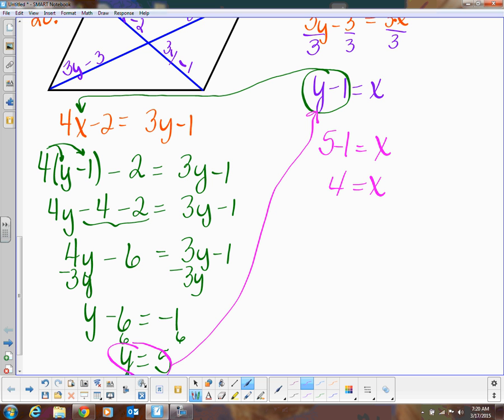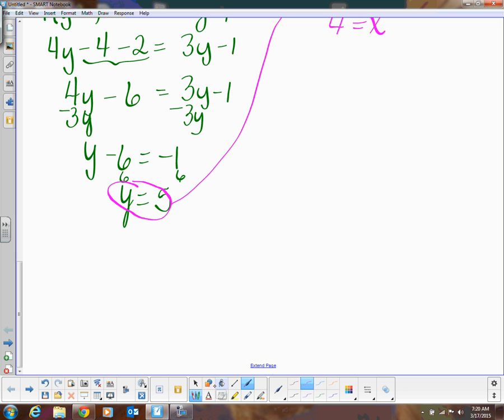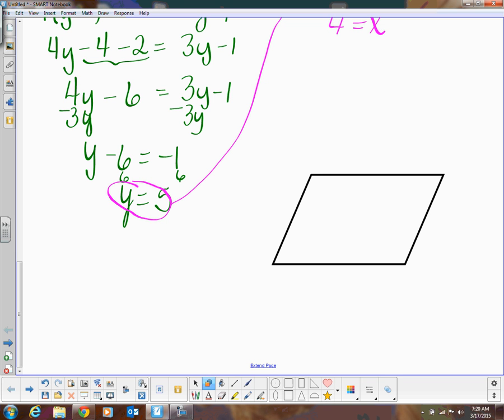21. 21 says, find the measure of the numbered angles in each special parallelogram. All right, so let's first of all try to figure out what kind of parallelogram we have. They have told us nothing about the angles. What kind of parallelogram is this?